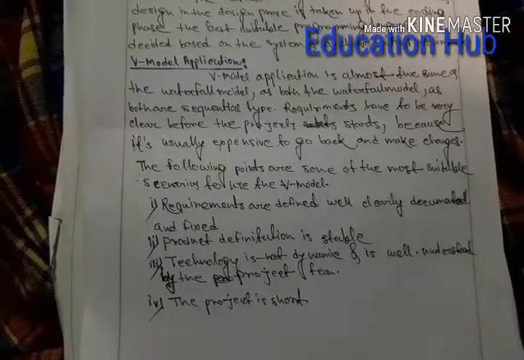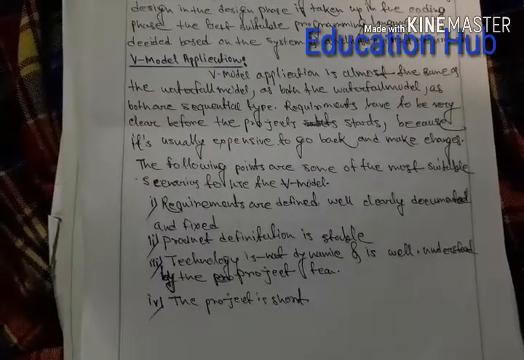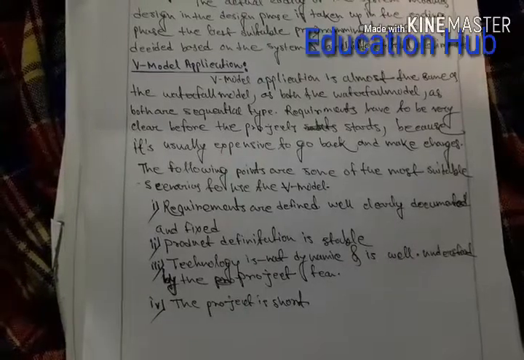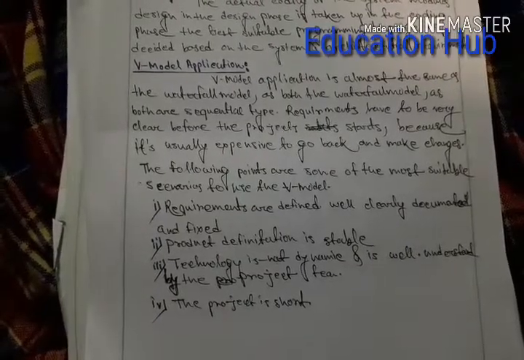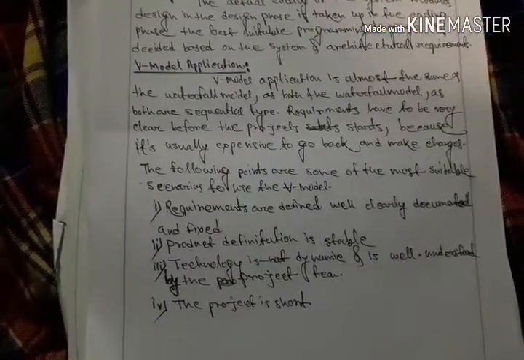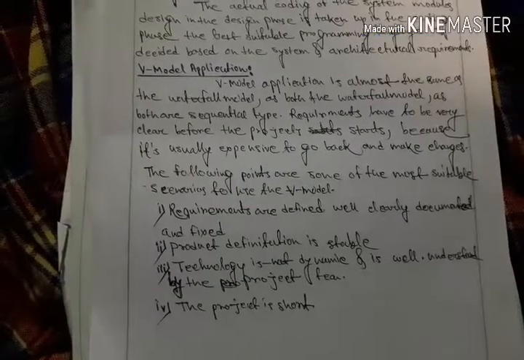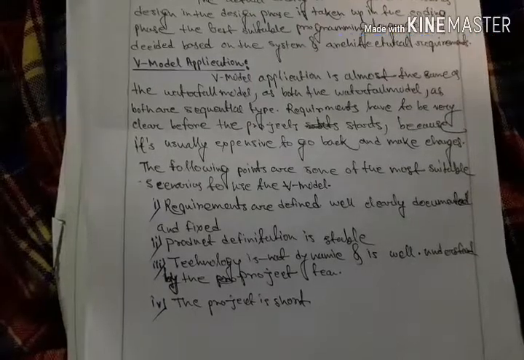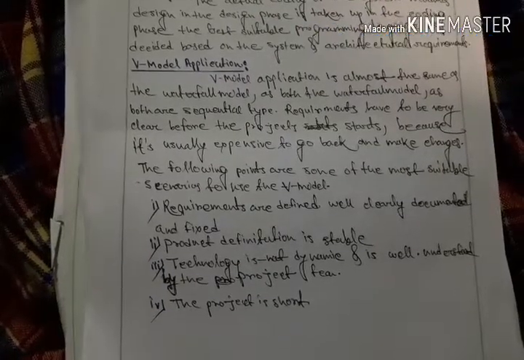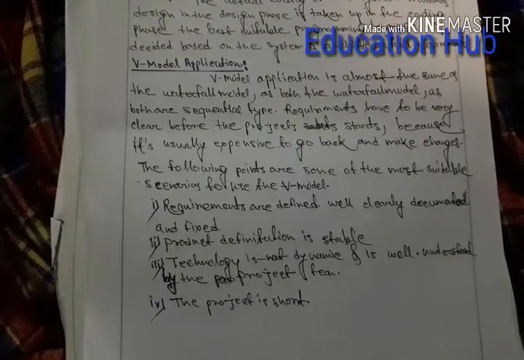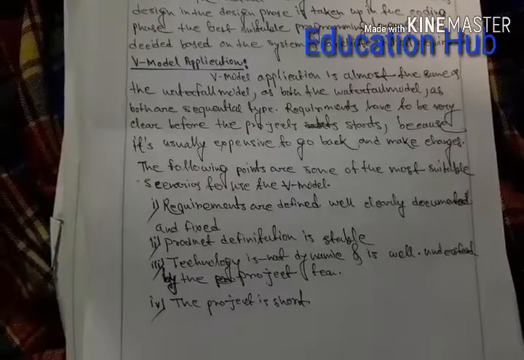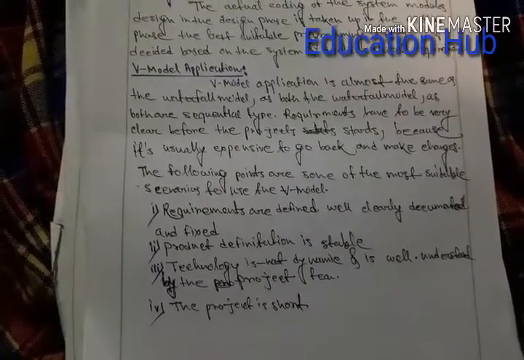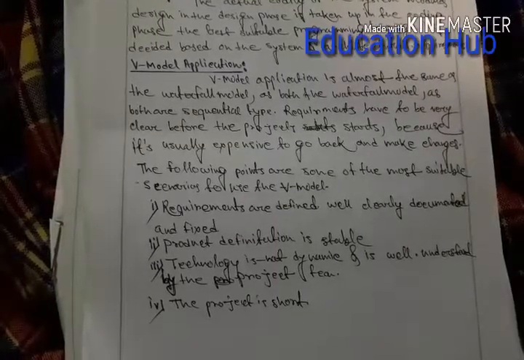And if the project is too long, then you cannot use the V model, because one step has to be totally done, tested and validated, and only then will the next step come. So it will take too long. There is no simultaneous work going on, so if it is a longer process, you cannot stop it midway.